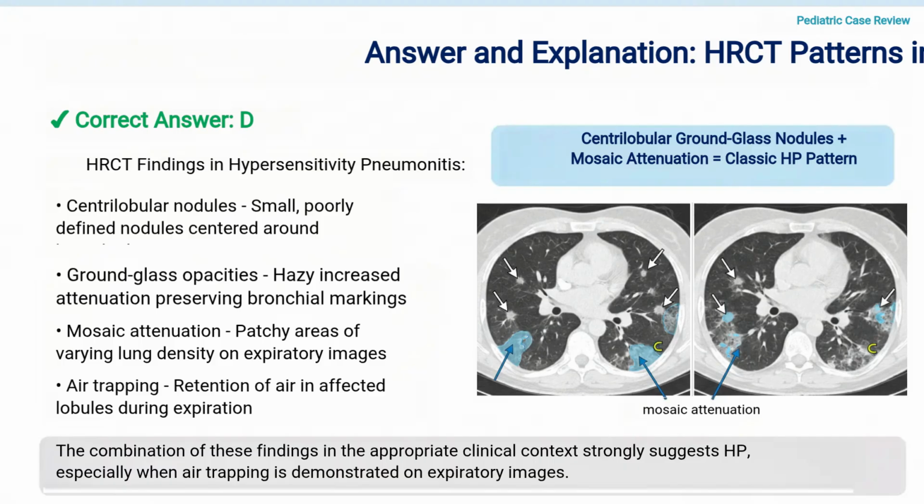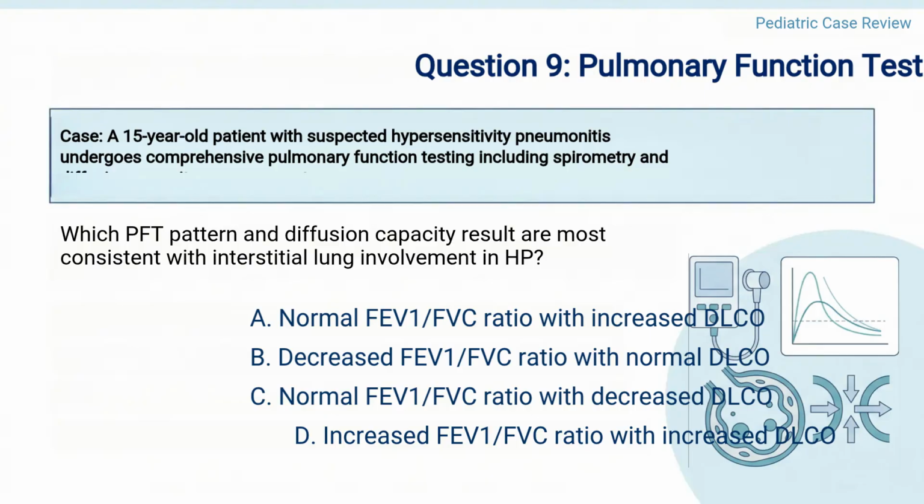The combination of centrilobular ground glass nodules plus mosaic attenuation is considered the classic hypersensitivity pneumonitis pattern. This combination in the appropriate clinical context strongly suggests the diagnosis, especially when air trapping is demonstrated. Question 9. Pulmonary function test patterns.